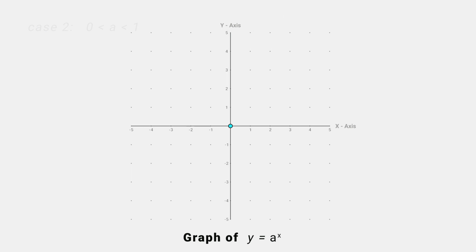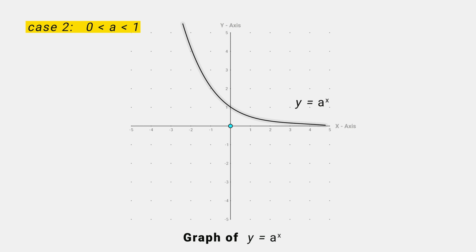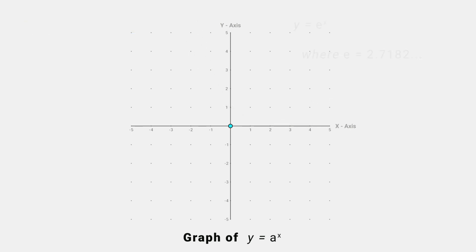And the second case is when a lies between 0 and 1. In this case, the value of a raised to power x decreases as x increases. So the graph of a raised to power x is, we know that a lies between 2 and 3. Therefore, the graph of a raised to power x is identical to the graph of a raised to power x for a greater than 1.